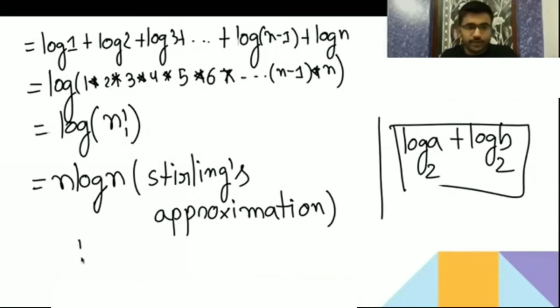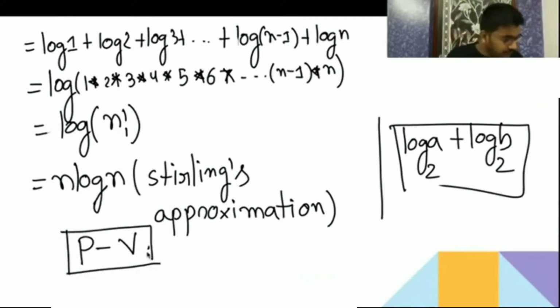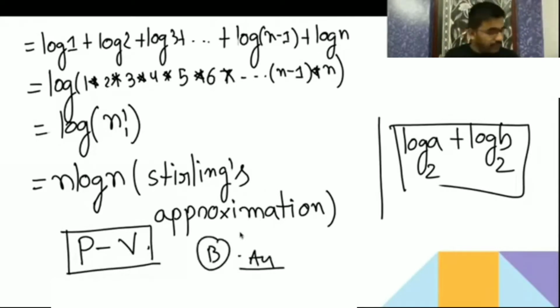Fine. P is equal to, which option was there? N log n. N log n is V. So which option is correct? Please check it. Which option has P equal to V? It is B. So B is the correct option. So M we got W, N we got U, O we got V, and P we got V.